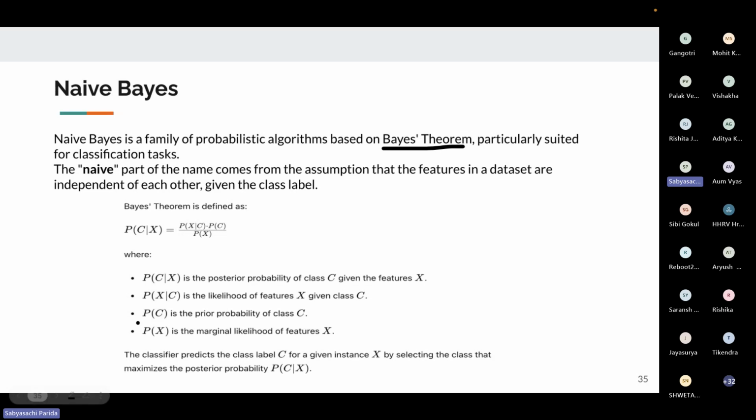is equivalent to P of X given C, where P of X given C is the likelihood of the features X given class C, times P of C, where P of C is the probability of the occurrence of the class C. It is the prior probability of the occurrence of class C. And P of X is the marginal likelihood of the feature X.